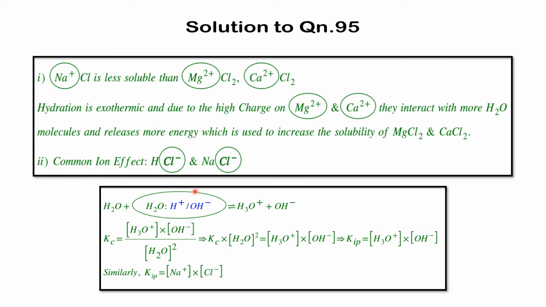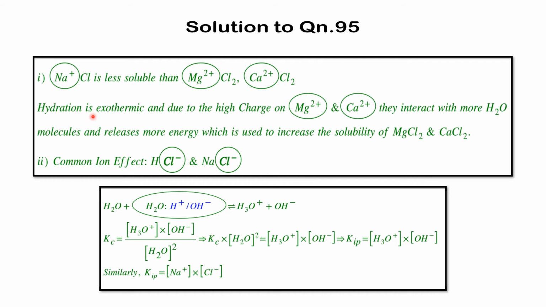That is what you see here. Because of the common ion effect, the concentration of chloride ions increases. So the ionic product becomes greater than the solubility product. So it results in precipitation of sodium chloride. Another reason is that hydration is an exothermic reaction.